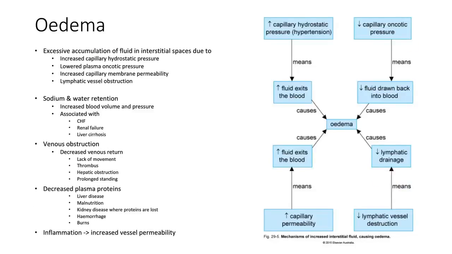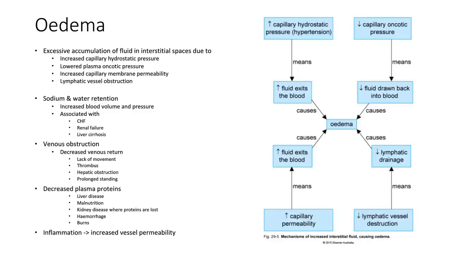So if we lose fluid into the interstitial spaces, then we have the circumstance of edema. And if we look at the diagram on the right, it's got edema at the middle of the flowchart, and you can see on the bottom right hand side we have a lymphatic vessel either destruction or obstruction. That means that we don't get lymphatic drainage, so we get edema.